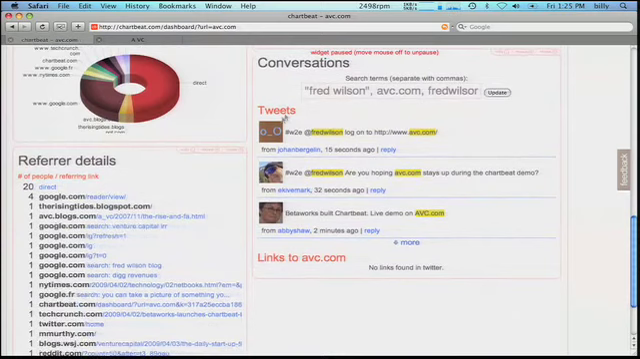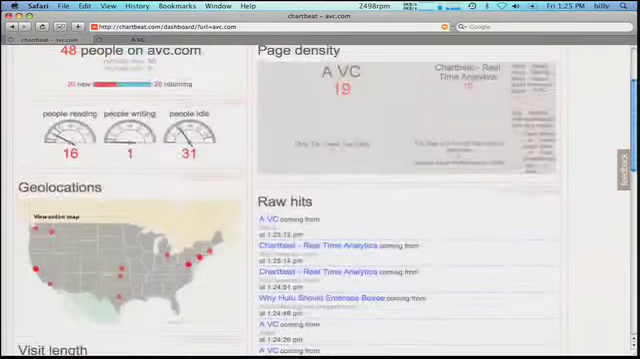And then below that, we have some conversation monitoring. This is actually monitoring Twitter activity right now. The 3 tweets that you're looking at actually include one of 3 keywords you see here that we're tracking. And below that, there are links to AVC, meaning things people may have Twittered, didn't use one of those keywords, but still had a link back to Fred's site.